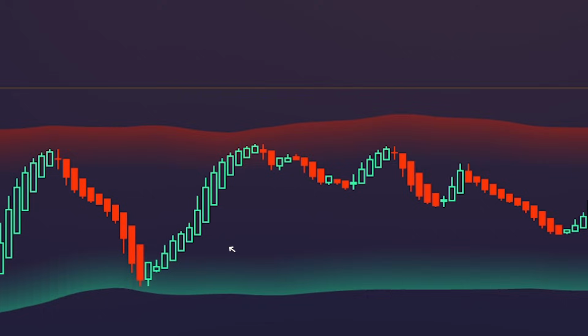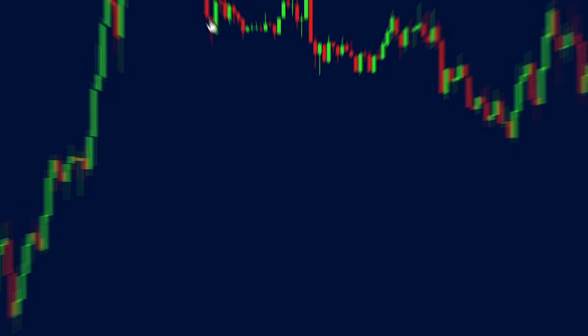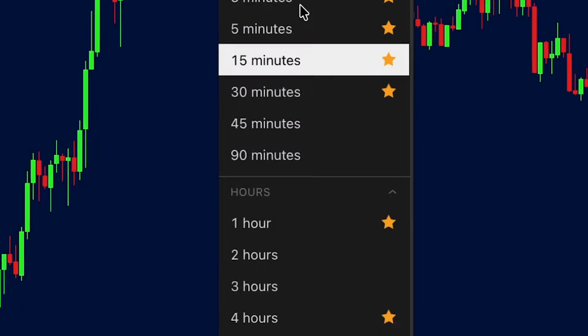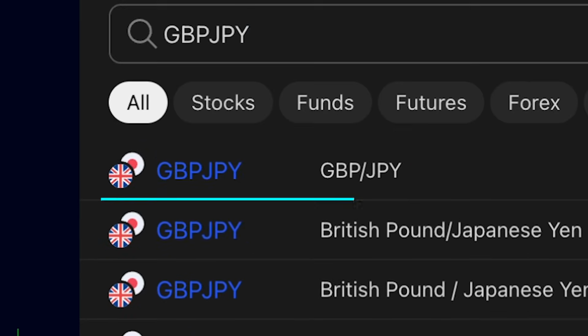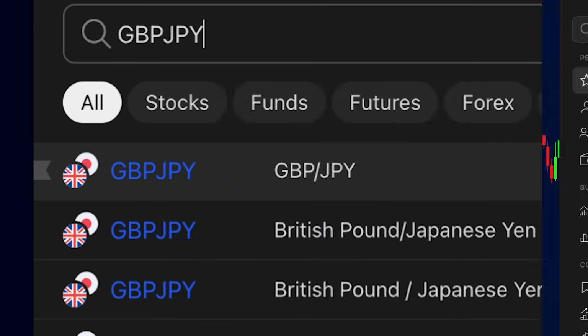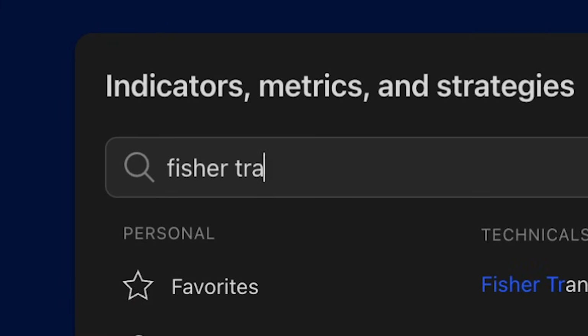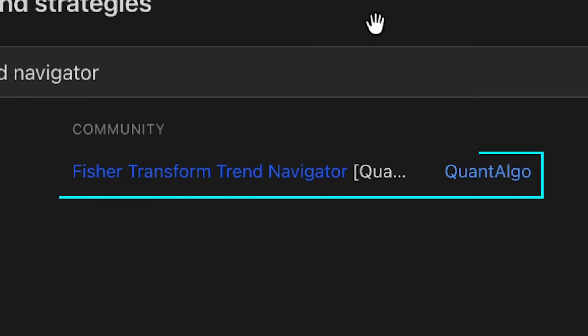Let's get into it. To add this powerful indicator to your chart, first, head over to TradingView and pull up any chart you want. I'm using the 1-hour time frame on GBPJPY, but this works on any market, any time frame. Click on Indicators and type in Fisher Transform Trend Navigator. Make sure you select the one by QuantAlgo.